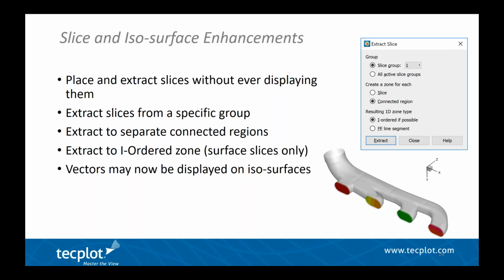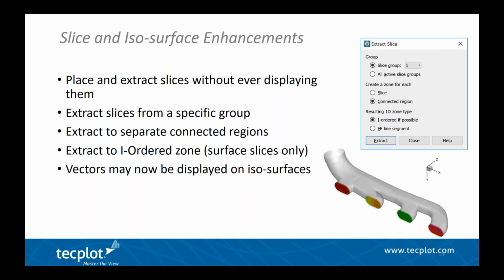So by a couple small changes we've made to the user interface, you're now able to set up the placement of that slice and extract it before ever actually displaying it, speeding up workflows. The next thing we've added is this new extract slice dialog that you see on the screen here. It allows you to extract slices from a specific slice group. Tecplot allows you to set up to 8 different slice groups, and previously you had to extract all of the slice groups simultaneously. So if you're using more than one group, this can help you with extracting just a single group at a time.